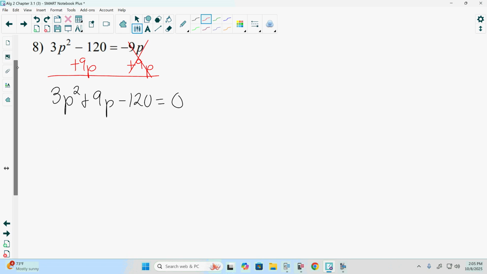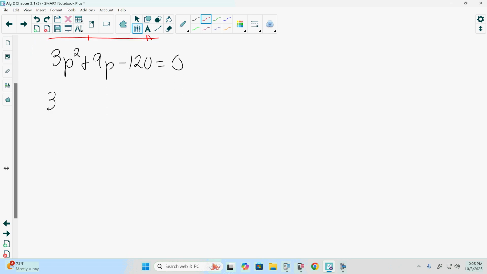Now, yes, there is a greatest common factor between these three terms, and it is 3. So if we factor 3 out of all three terms, we should end up with p squared plus 3p minus 40. And we get this here. Now we need to factor this.